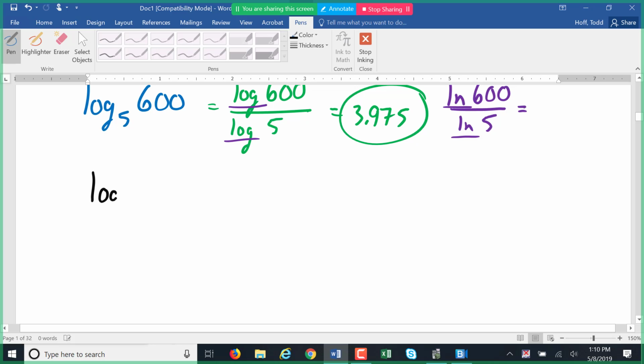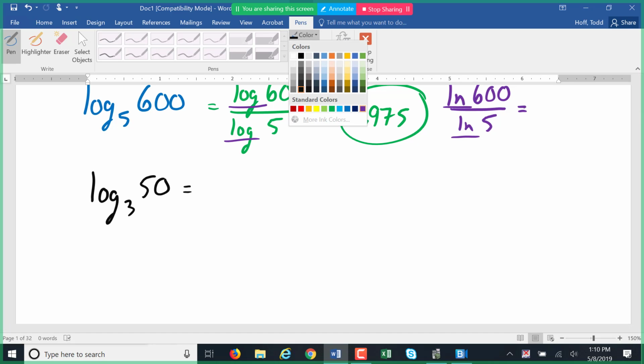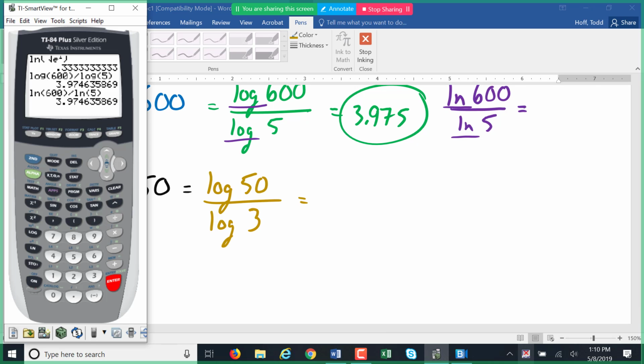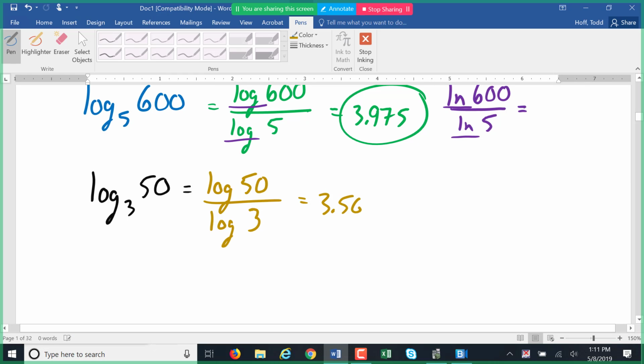So how about log base 3 of 50? Do that on your calculators for me quickly. So that's log of 50 divided by log of 3. Yes, 3.561. Any questions?